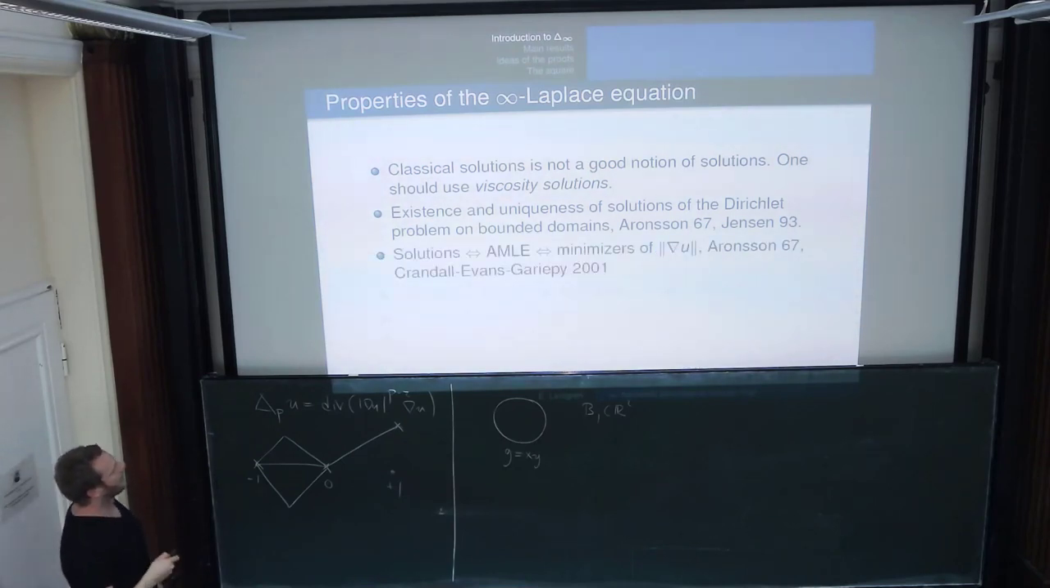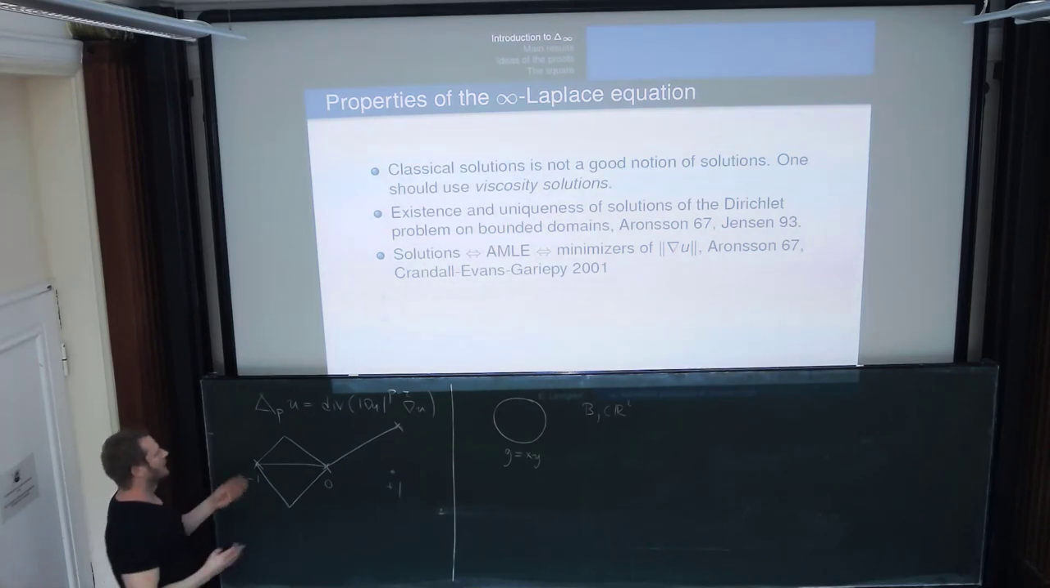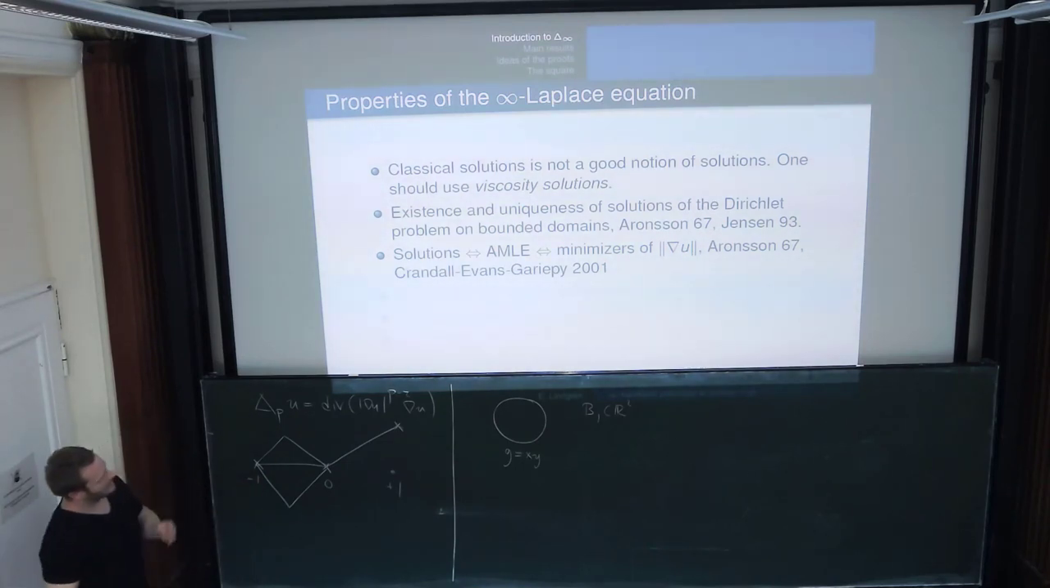In 2001, it was proved, through this line of implications, that solutions are equivalent to absolutely minimizing Lipschitz extensions, and that these are the same functions that minimize the L infinity norm of the gradient. One of these implications is easy, but the other one requires a little bit more.